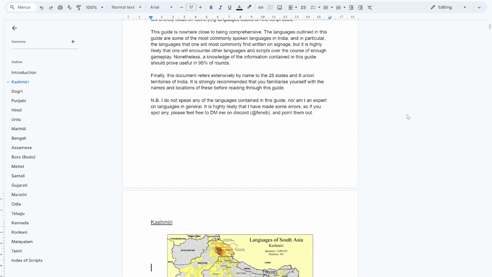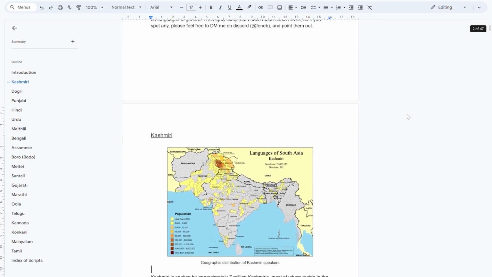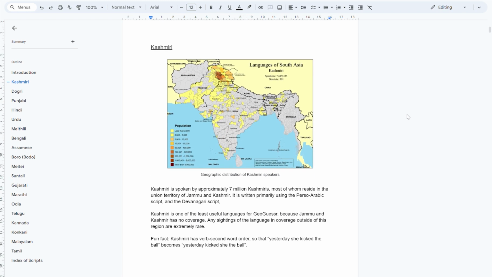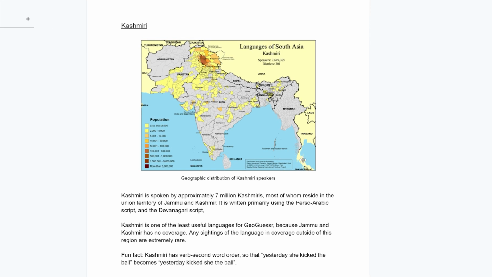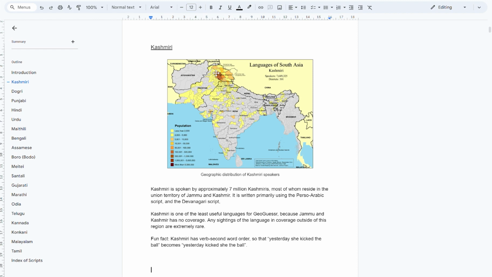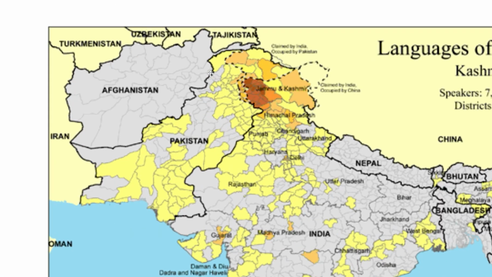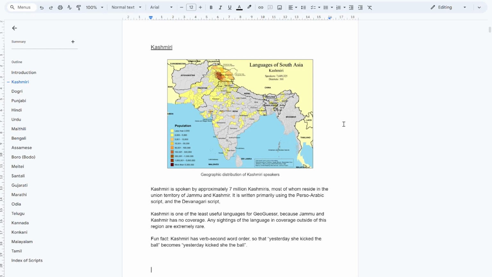So without further ado, let's jump into the first language, which is Kashmiri. Kashmiri is spoken by about 7 million Kashmiris who reside in the Union Territory of Jammu and Kashmir, which is right up the top of India. As you can see on this map here, the vast majority of people who speak Kashmiri live right up the top of India, near the border of Pakistan.